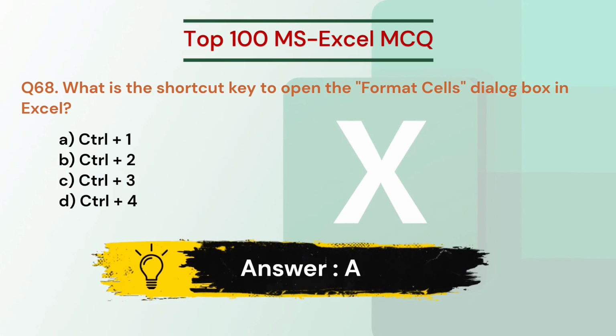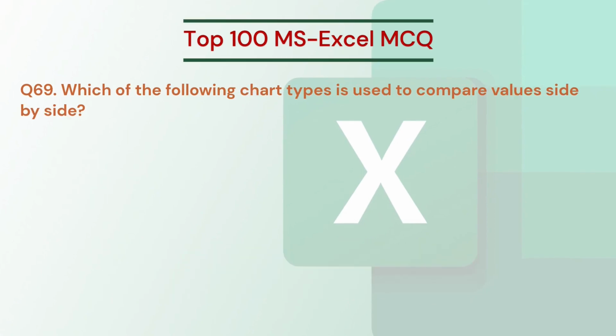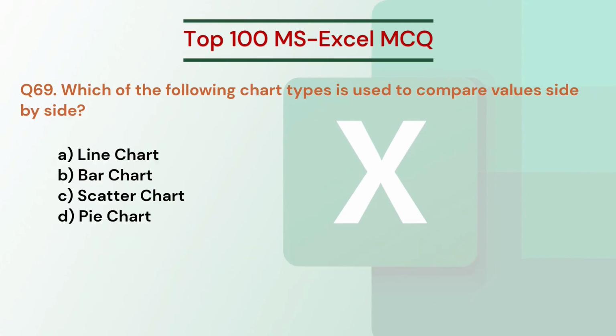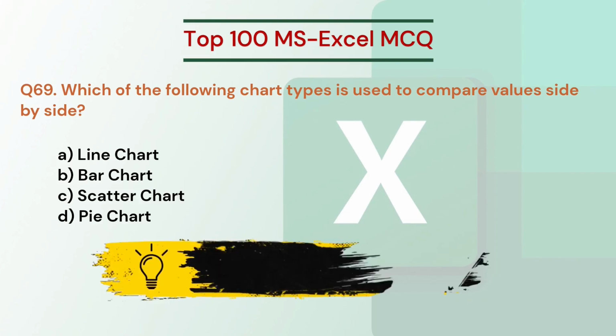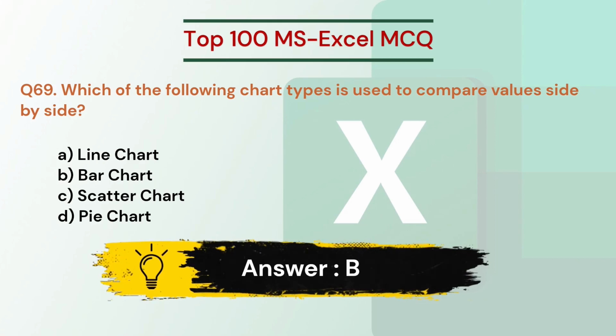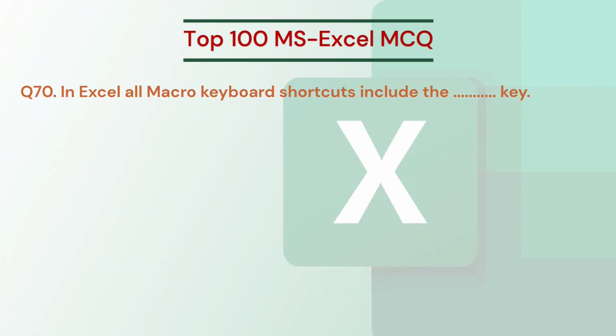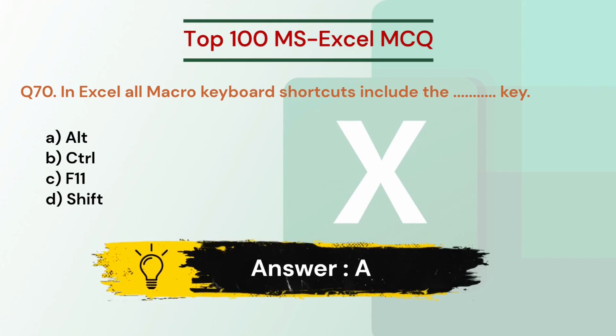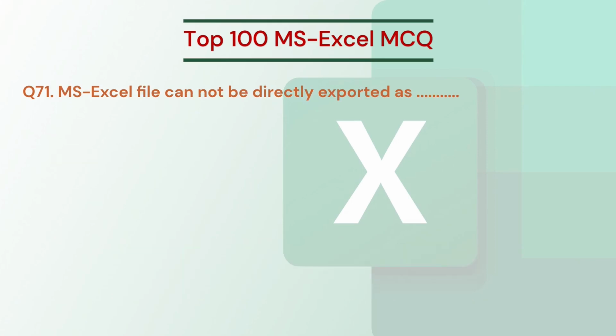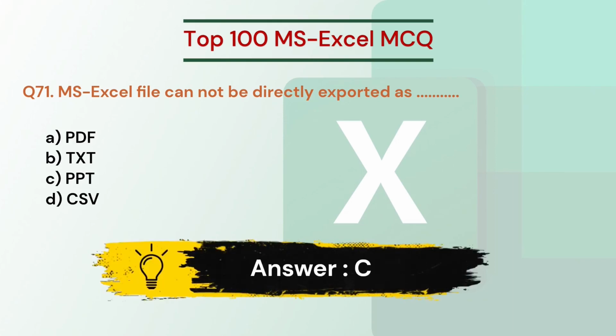Ctrl plus 1. Which of the following chart types is used to compare values side by side? A. Line chart. B. Bar chart. C. Scatter chart. D. Pie chart. Correct answer is B. Bar chart. In Excel, all macro keyboard shortcuts include the dash key. A. Alt. B. Control. C. F11. D. Shift. Correct answer is A. Alt. MS Excel file cannot be directly exported as dash. A. PDF. B. TXT. C. PPT. D. CSV. Correct answer is C.